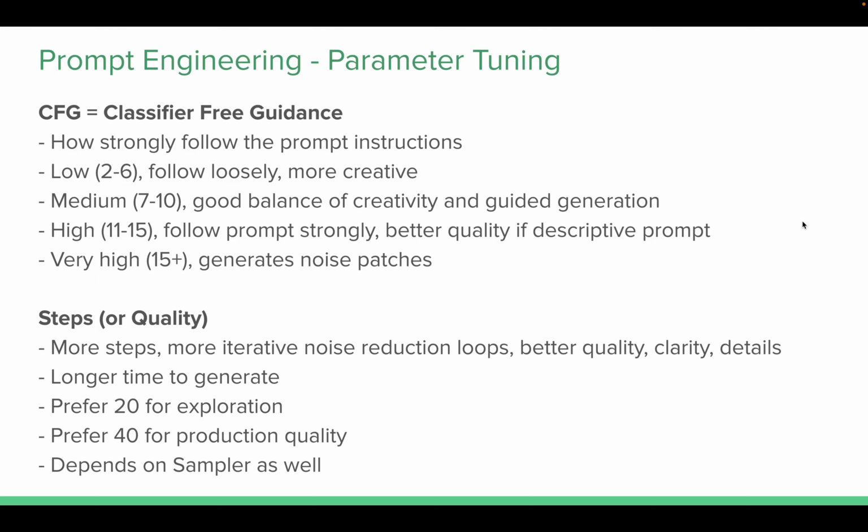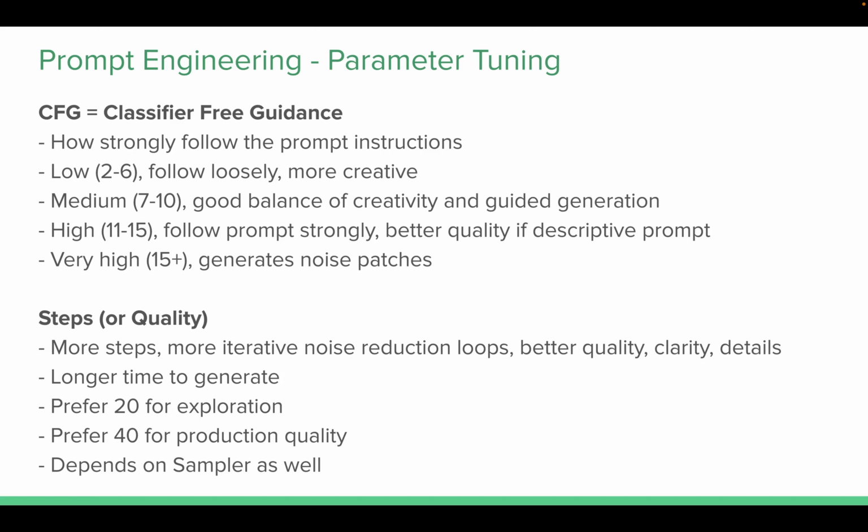CFG or Classifier Free Guidance or prompt guidance determines how strongly you follow the instructions in the prompt. A low CFG in the range of 2 to 6, you follow the prompt instructions loosely and be more creative. But this can also generate random unidentifiable objects in some cases. A medium range of 7 to 10 is a good balance between creativity and your requirements. This is the recommended range for most of the use cases.